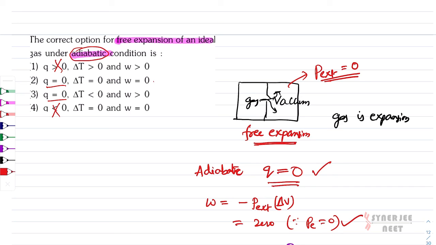And delta T is 0. Yes, there is no change in temperature also, but here delta T is given as less than 0. It is wrong. And here work done is equal to 0. This is yes, there is no external pressure available, so work done will be 0. And here work done is given as non-zero. Therefore only one option is matching with all things, that is the second.